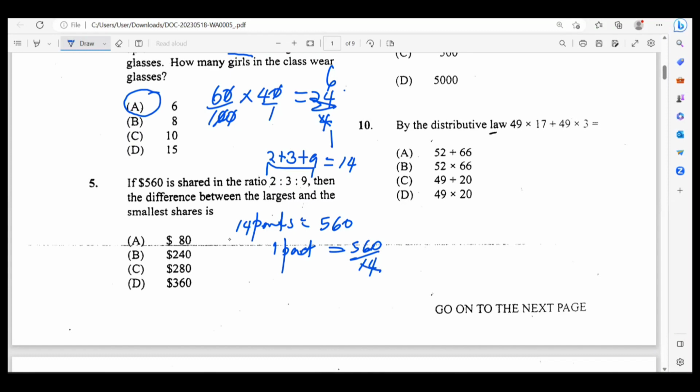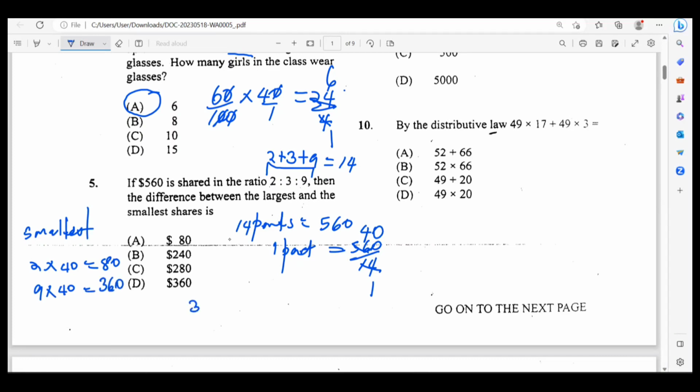But all in all, 14 into 56 will give you 4 and a 0. So 14 into 560 will give you 40. So now 40 is for 1. So you want to work out the smallest, right? The smallest, as you could see, will be 2 times 40, and that's 80. The largest will be 9 times 40, and that's going to give us 360.